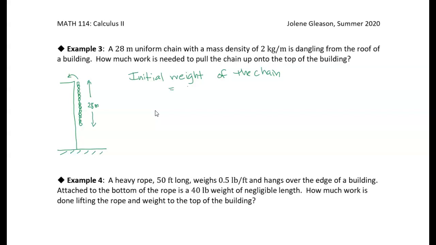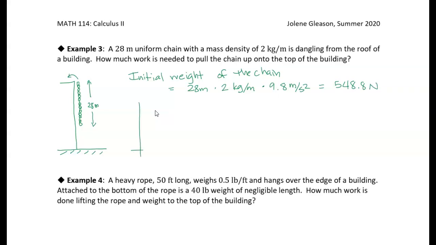So essentially we have a 28-meter chain, and we're going to multiply that times its mass density, which is 2 kilograms per meter. Because this is mass density, 28 meters times 2 kilograms per meter gives us the mass, but we want the weight, because we want to find out how much force it takes to pull it. So we multiply that by 9.8 meters per second squared, the acceleration of gravity. When I calculate that, I get 548.8 newtons. So that's the initial force it takes.